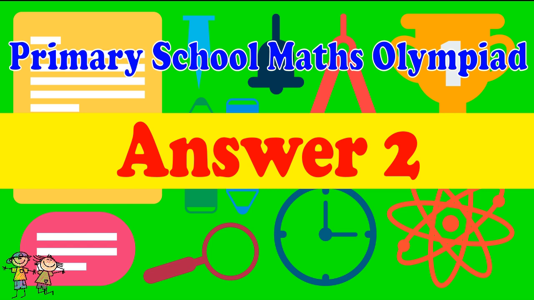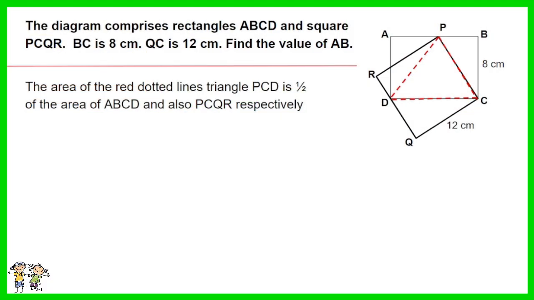Answer for question 2. The area of the red dotted lines triangle PCD is half of the area of ABCD and also PCQR respectively. As such, half of AB times 8 equals half of 12 times 12. Work out the equation. The answer is AB equals 18 centimeters.